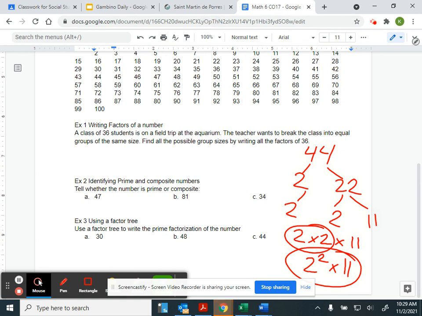We are going to continue with this lesson tomorrow, so we fully understand prime factorization, so we do not have homework tonight.